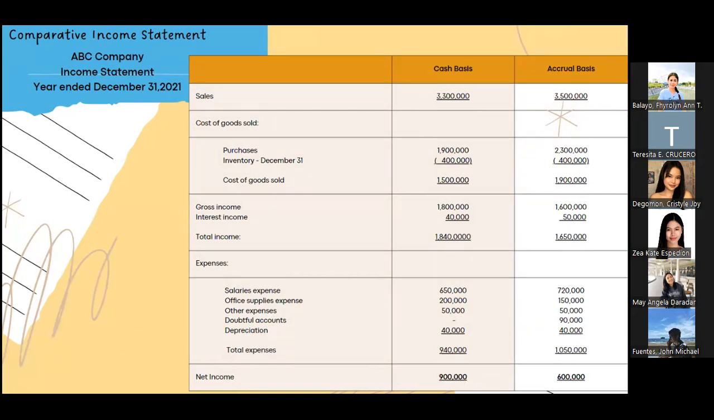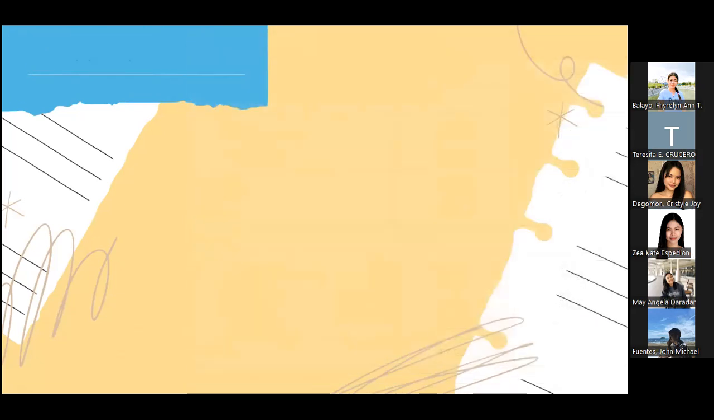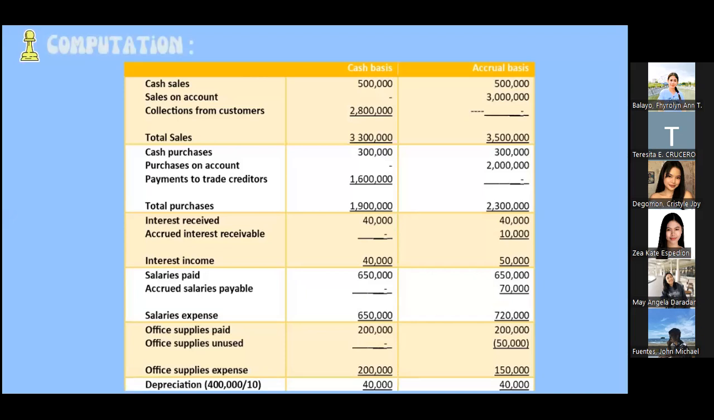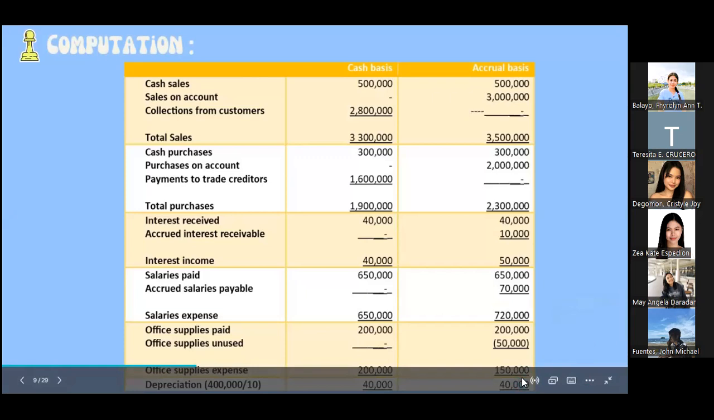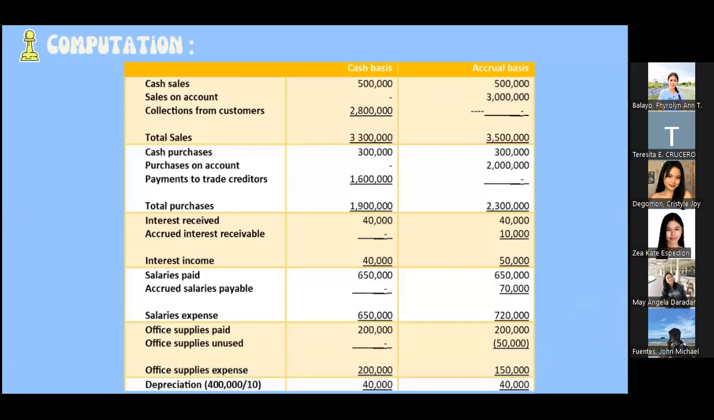For depreciation, we have 40,000 for both cash basis and accrual basis. It is from the depreciation of equipment amounting to 400,000 divided by its useful life of 10 years.